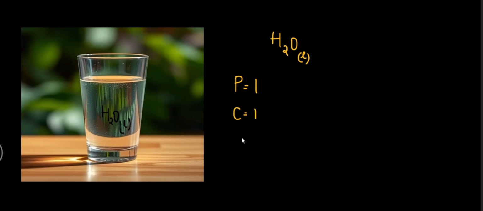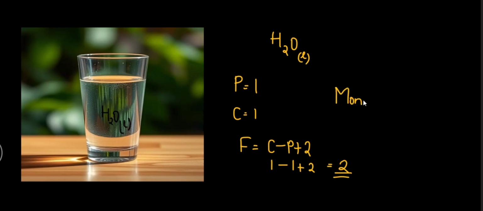And over here, you can calculate the degree of freedom by the formula F = C - P + 2. The number of components, we have identified as 1, phases 1, plus 2, which is a constant. So 1 - 1 + 2, it is coming out to be 2. Hence, we can conclude that a glass of water kept on this table is a bivariant system.